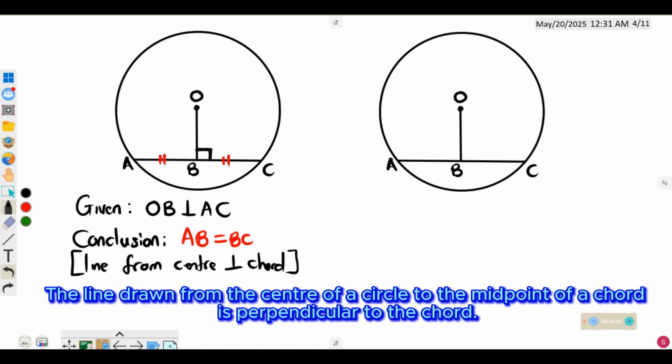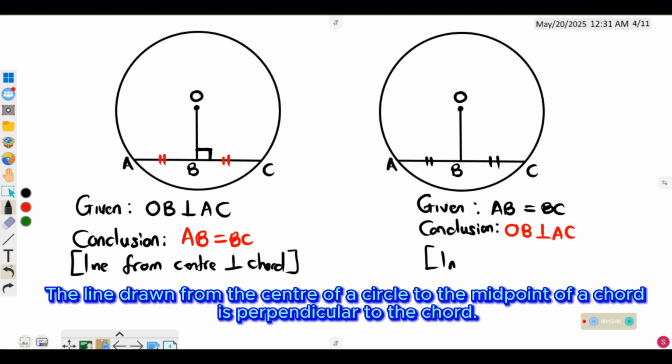The second one says that the line drawn from center to the midpoint of a chord is perpendicular to the chord, which means now you are given that this is equals to that. What are you given? You are given that AB is equals to BC. And what's your conclusion whenever you see that? Now you conclude that OB will be perpendicular to AC. And then what's your reason for that?